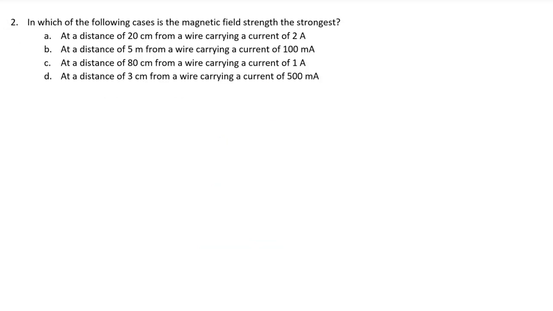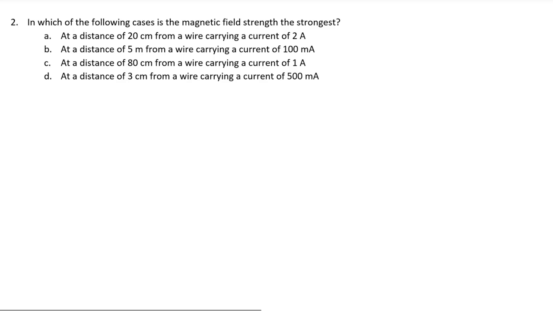The final question is testing our knowledge about the magnetic field created by a straight wire. We are asked in which of the following cases is the magnetic field strength the greatest? Is it at a distance of 20 centimeters from a wire carrying a current of 2 amps, a distance of 5 meters with a current of 100 milliamps, a distance of 80 centimeters with a current of 1 amp, or a distance of 3 centimeters with a current of 500 milliamps?